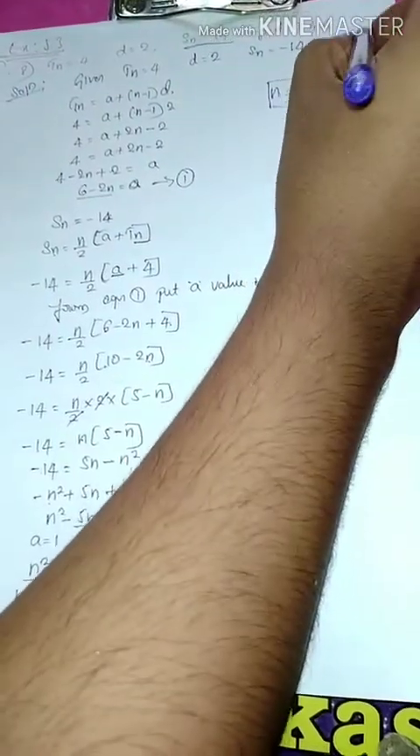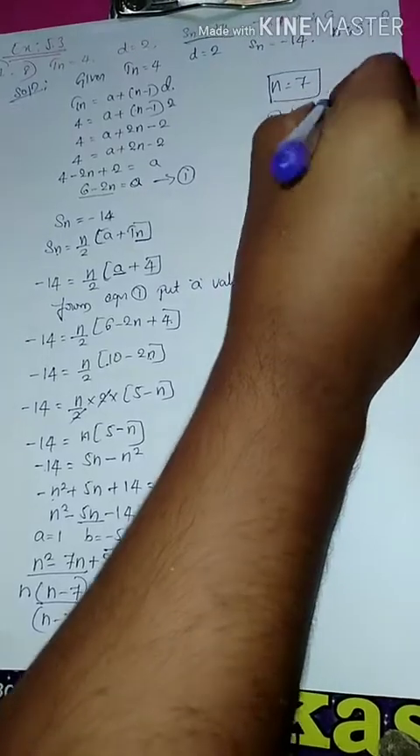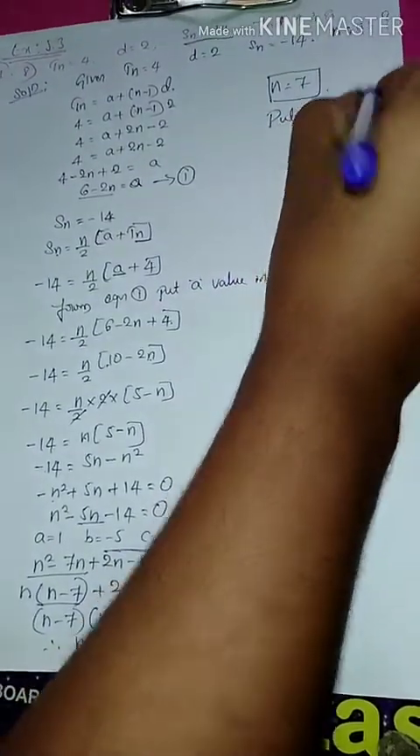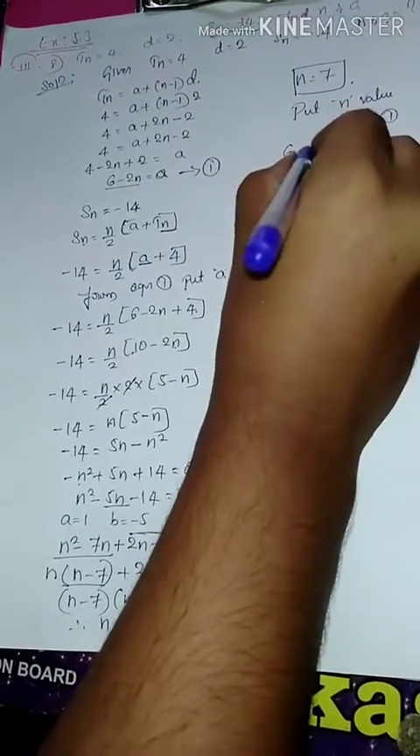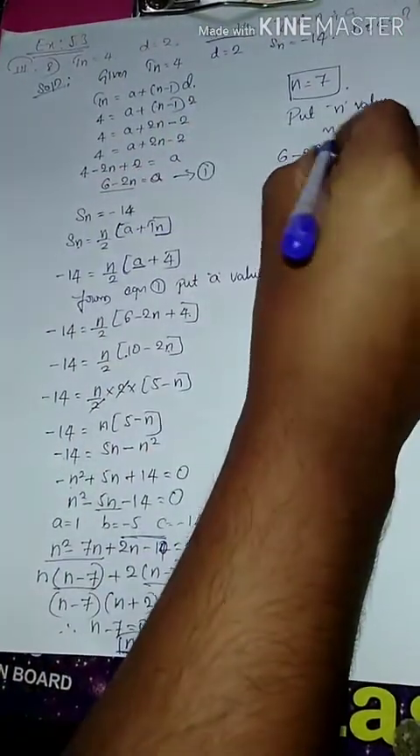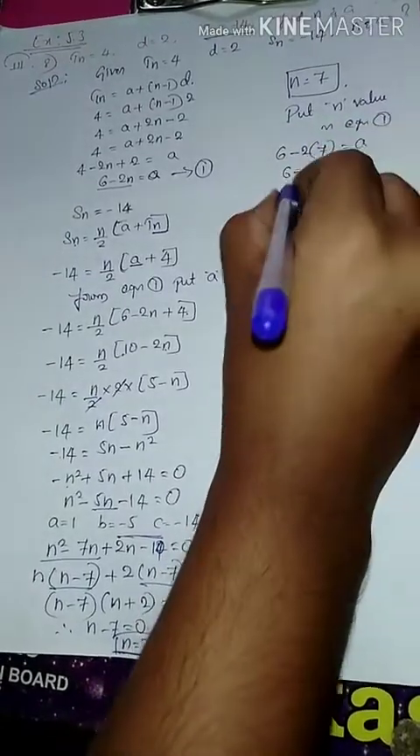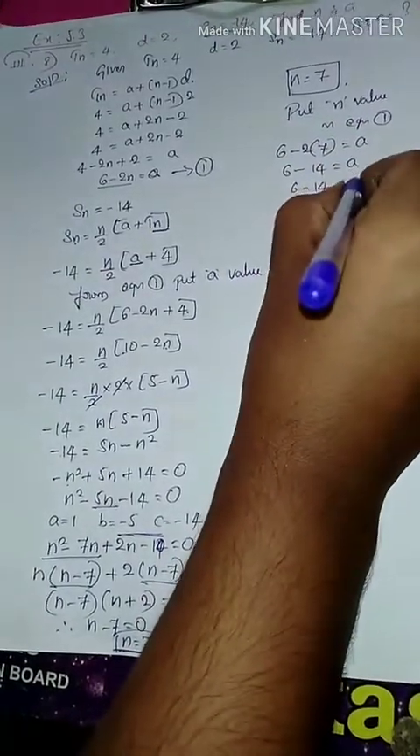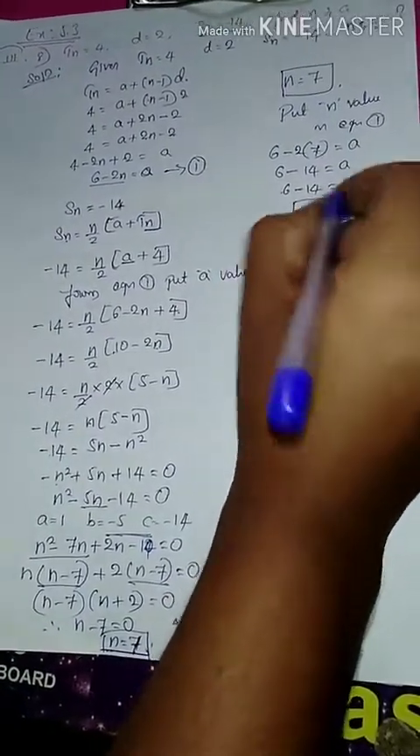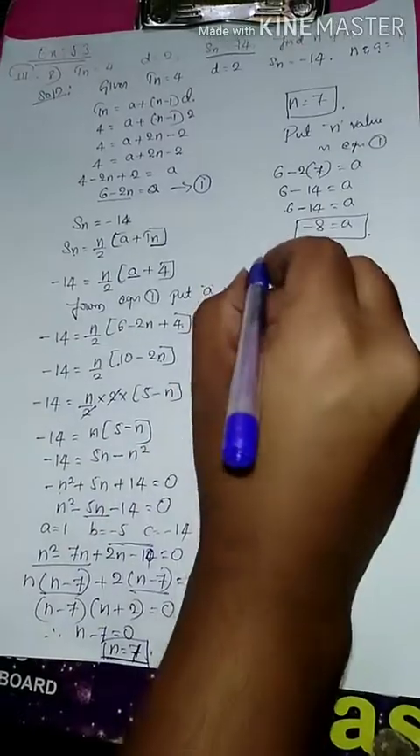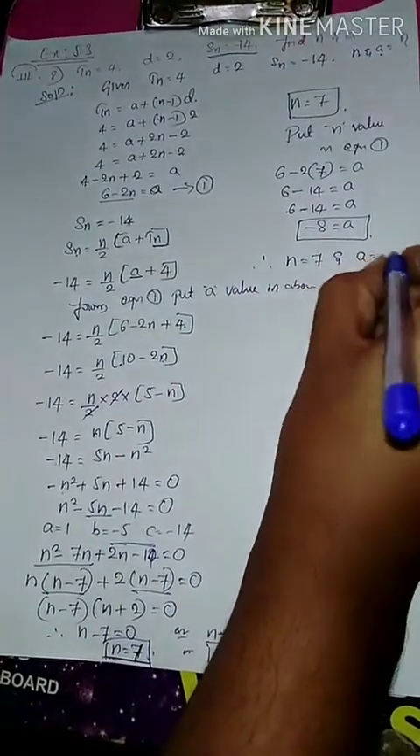Now we need to calculate a. How to calculate a? Put the n value in equation number 1. We will get the a value. So equation number 1 becomes 6 minus 2 into n, which is 7, is equal to a. 6 minus 7 2s are 14 is equal to a. 6 minus 14 is equal to a. 6 minus 14 is minus 8. So a is equal to minus 8 and n is equal to 7. Hence n is 7 and a is minus 8.